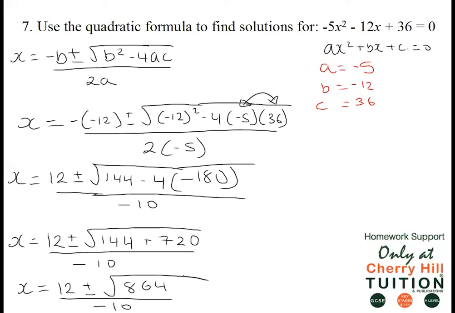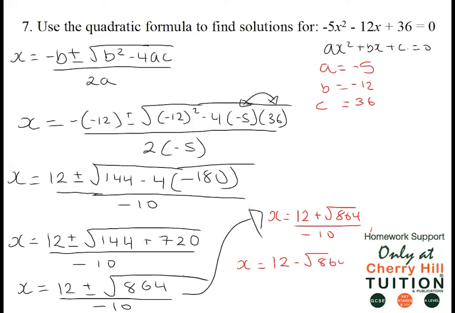We can now find our two values of x. So x is equal to 12 plus the square root of 864 over minus 10, and x is also equal to 12 minus the square root of 864 over minus 10. So again, not too tricky. Try the question again on your own without looking at my working out to check if you get the right answers.